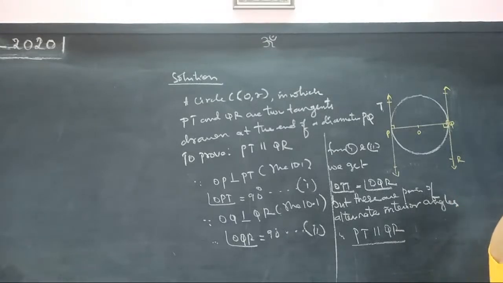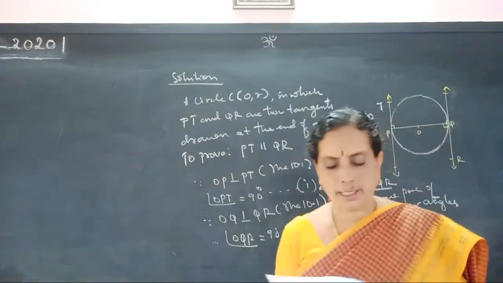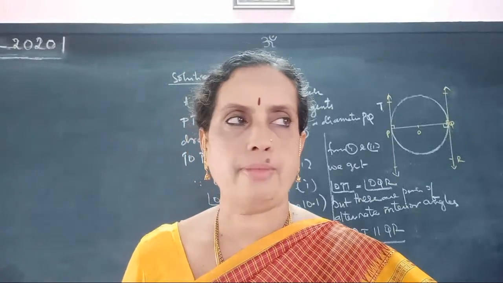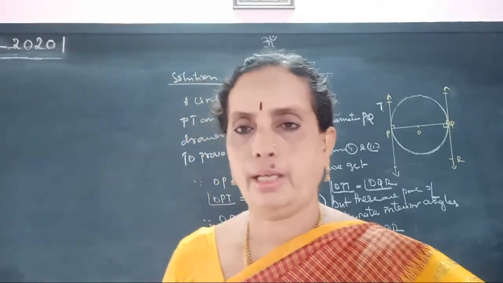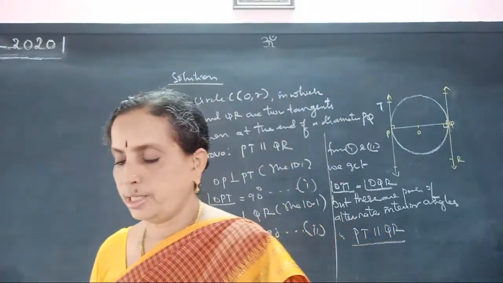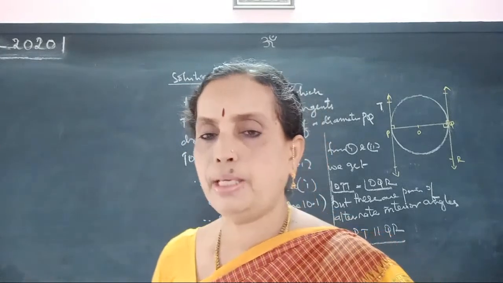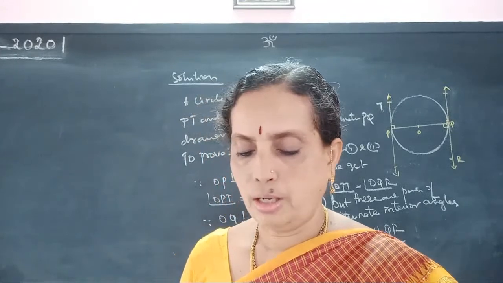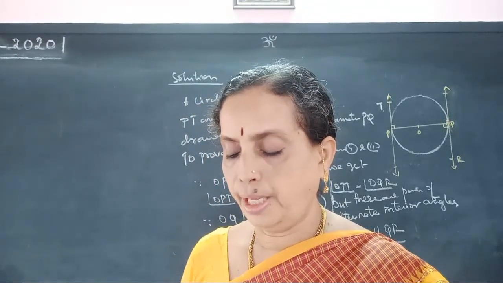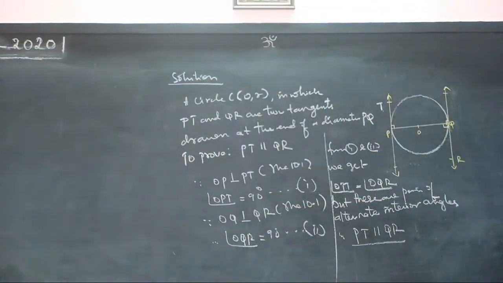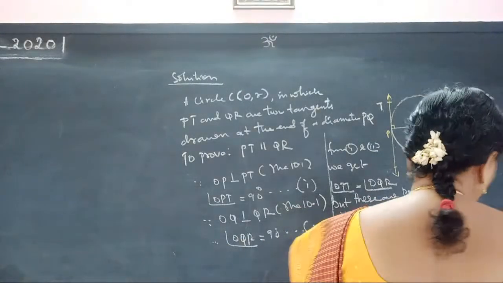Question number 6 in the worksheet. In the figure, a quadrilateral ABCD is drawn to circumscribe a circle with center O in such a way that the sides AB, BC, CD and DA touch the circle at the points. Prove that AB plus CD equals BC plus DA. These are the new terms. This year we are getting inscribe, circumscribe. Get the figure now.